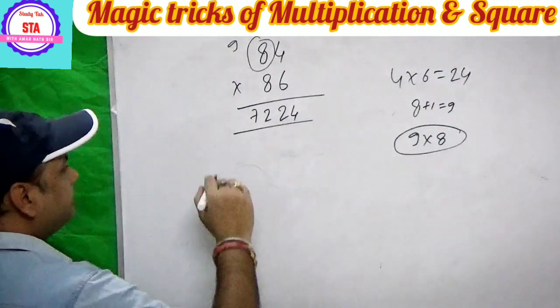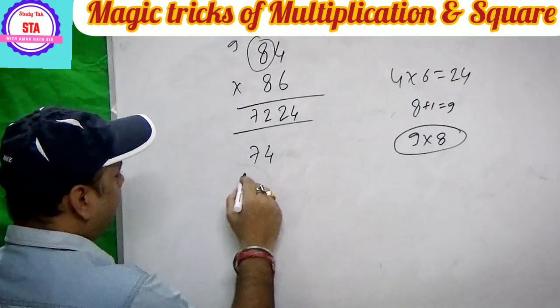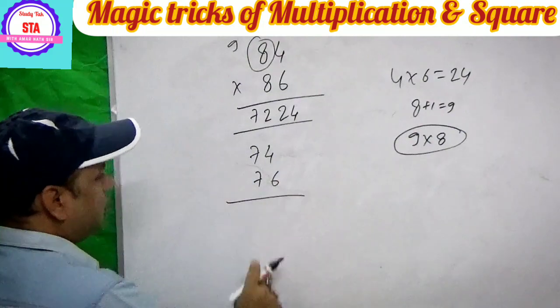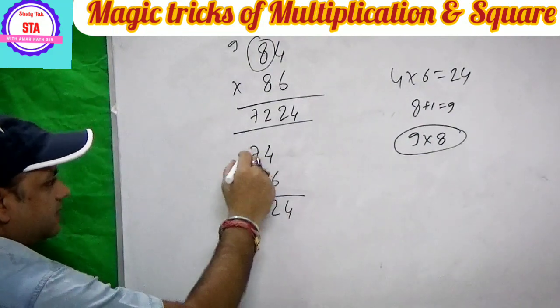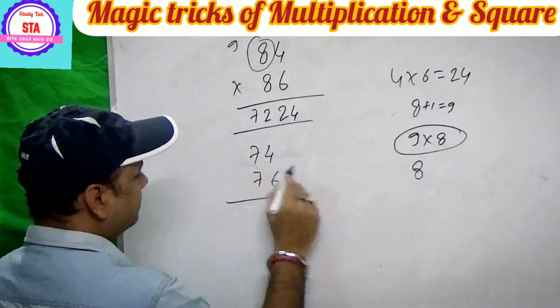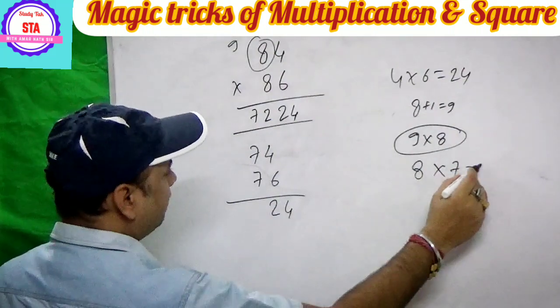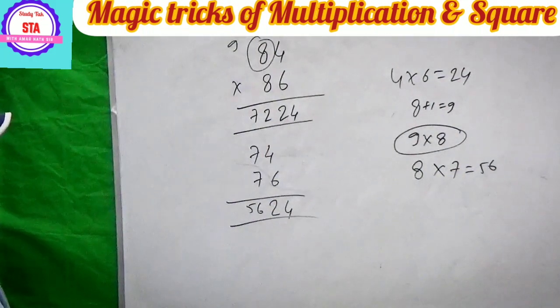Take more example. 74 into 76. 4 into 6, that is 24. Add 1, increase, that is 8. This plus 1 into 7. Same number, that is 56. Write down 56. Okay.